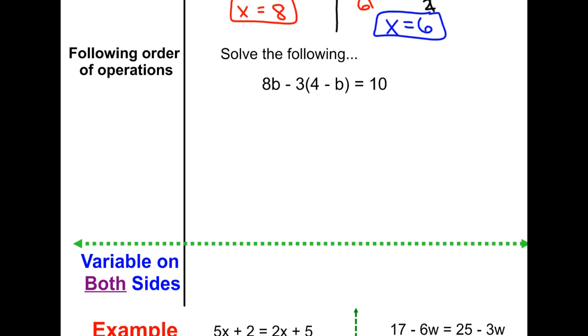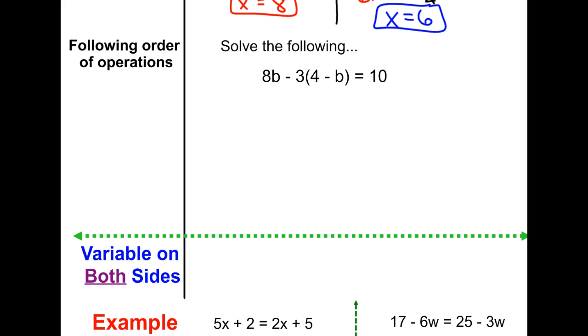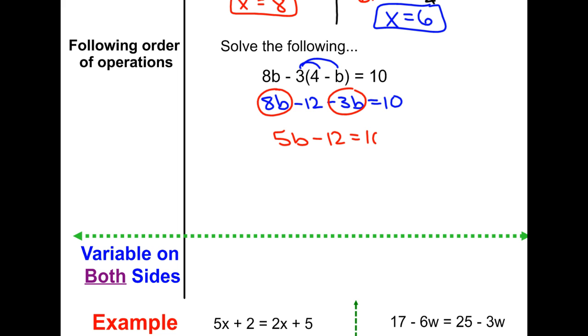So when you look at this problem here, if we're solving this, opposite of order of operations, really, I want to make sure I get everything simplified fully before I do anything. So I'm going to distribute that through there. I'm going to get 8b minus 12 minus 3b equals 10. Now I want to combine my like terms. So I have the b's here. I'm going to make it 5b minus 12 equals 10.